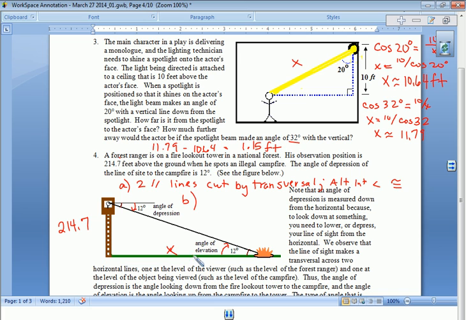What do we do? Tangent. So we're going to do tangent of 12 degrees is equal to opposite, which in this case is the 214.7 feet. Put the decimal in the wrong place. Oops. Divided by x. So x equals 214.7 divided by tangent of 12. And so x is approximately, actually not very far, is it? 1,010.08 feet. That's like 3 football fields, right? That's a pretty solid distance.